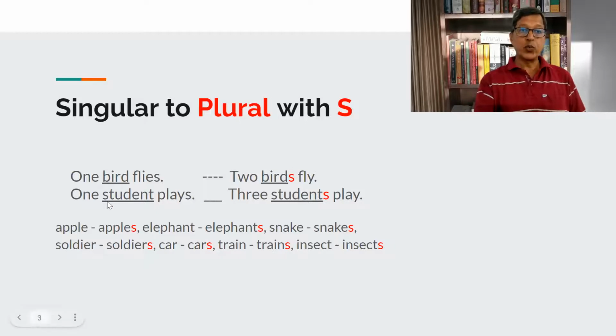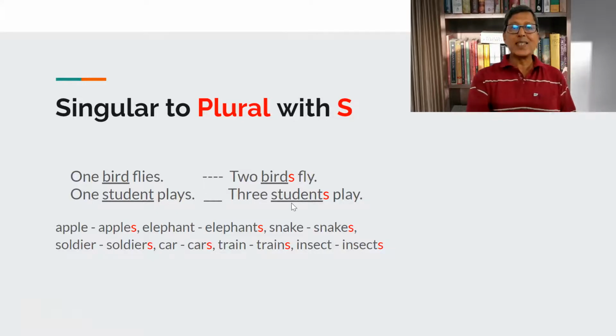Similarly with student, one student plays, three students play. I have deliberately chosen three, it can be 4, 5, 6, whatever you want to add. But the focus is here on the process of changing from singular to plural with the addition of S. So this is the most common way of changing from singular to plural. Very common, the most common.